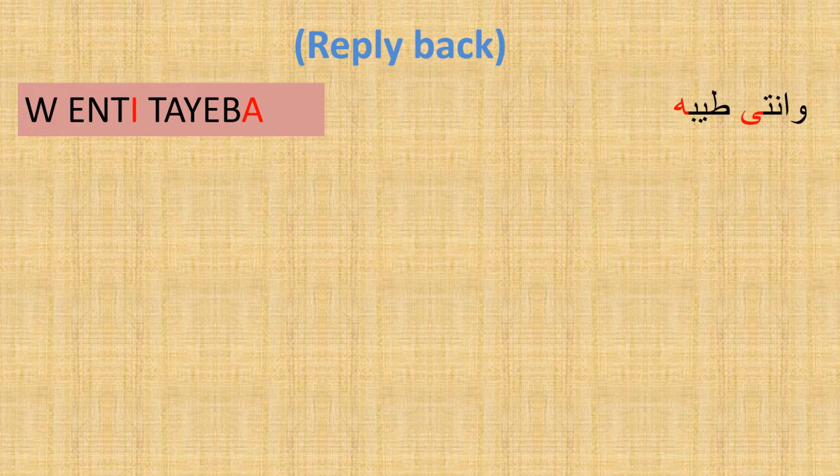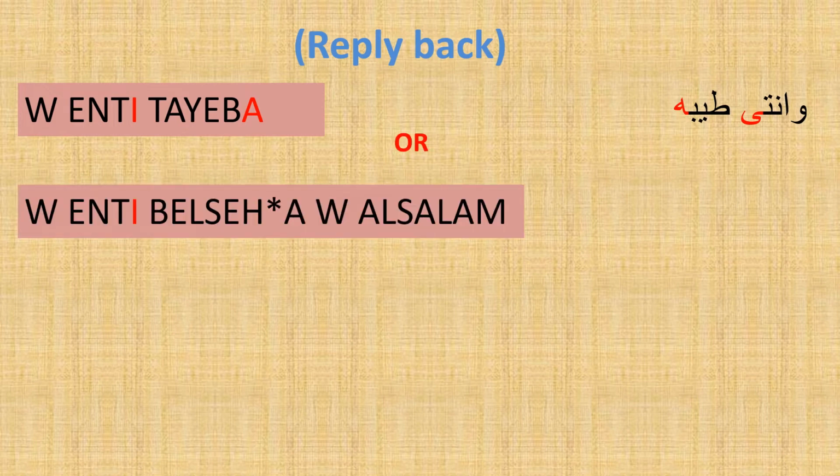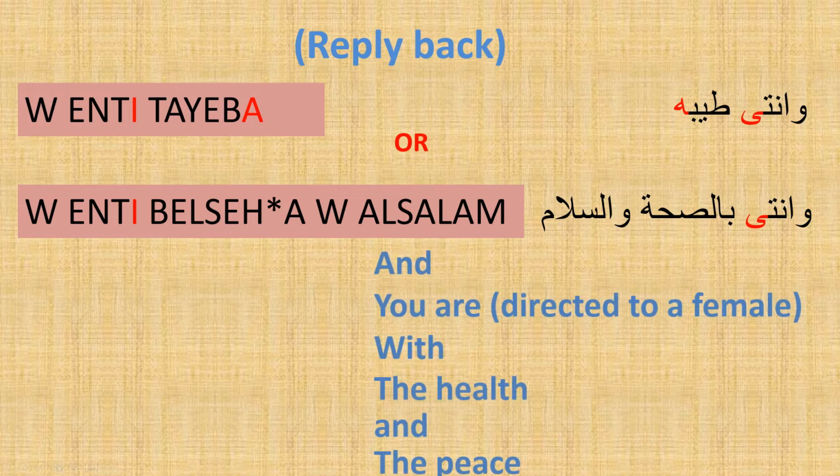This is the short form, وانتي طيبة. Or, as we had before, instead وانت بالصحة والسلام, وانتي بالصحة والسلام. Only difference is instead of انت would be انتي, because صحة and سلام are nouns. So and you are with the health and peace. و and انتي, you are for a female. ب, this is with, but it's linked to the word after, الصحة, the health, so it's بالصحة. و and السلام, the peace. وانتي بالصحة والسلام.